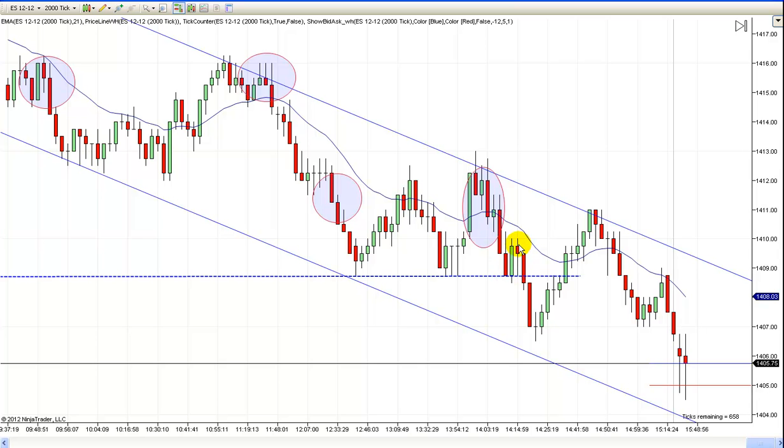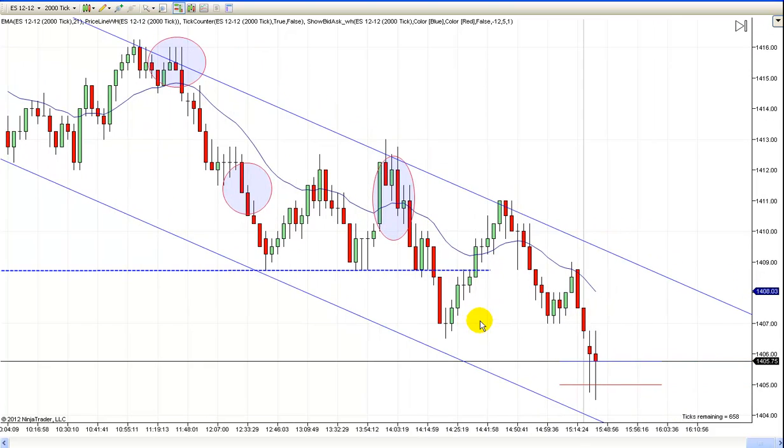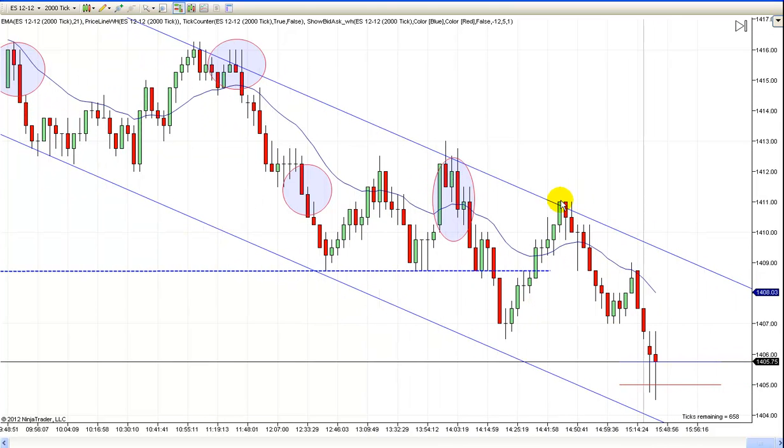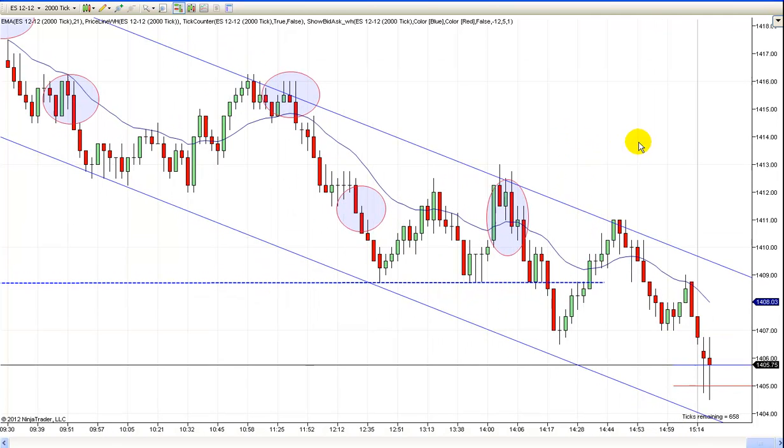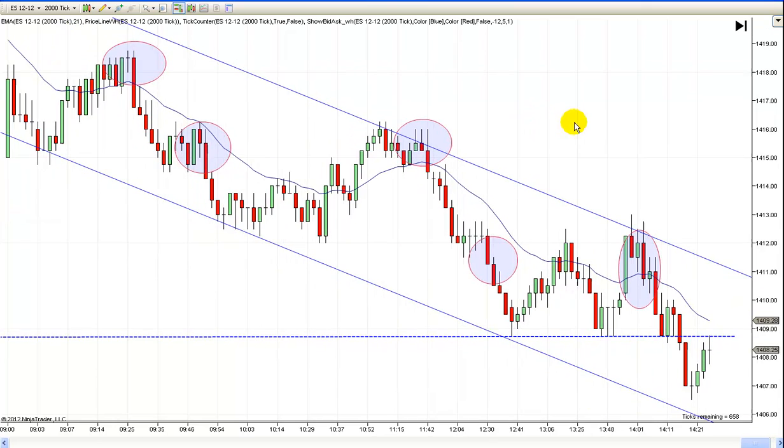But if you got in right here, you were better off. You got a lot better entry, and you could have ridden this all the way down. And by this time, it's too late in the day. There was another entry right here off the trend line again, but it's almost 3 o'clock by now, and you don't want to be entering that late in the day.